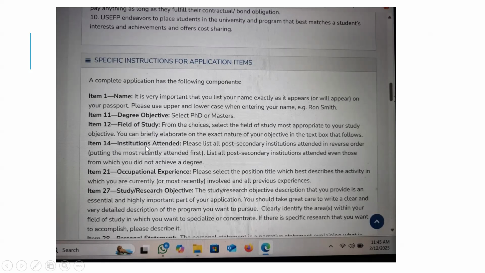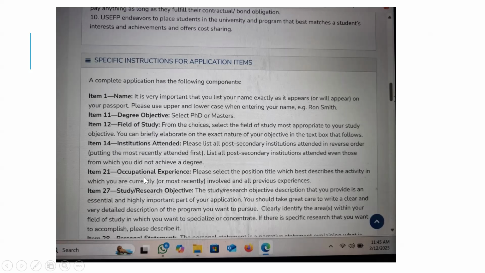Item number 14, institutions attended. Please list all post-secondary institutions attended in reverse order, putting the most recently attended first. List all post-secondary institutions attended, even those from which you did not achieve a degree. So if your MPhil is the last degree, then mention MPhil first, and then your master's, and then your bachelor's. So go in reverse chronological order.